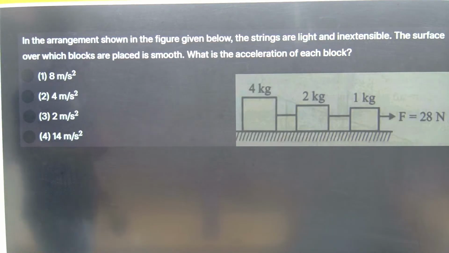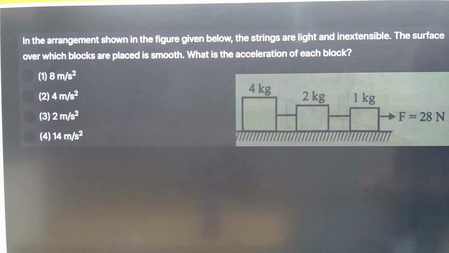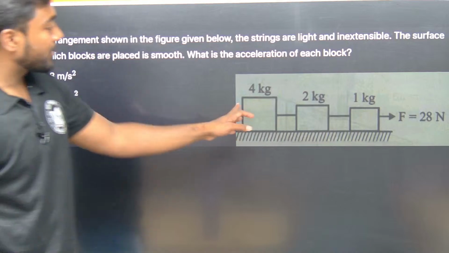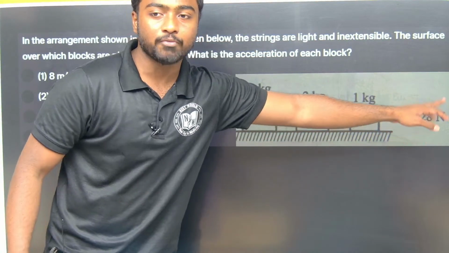Okay. So in the arrangement shown below, the strings are light and inextensible. The surface over which the blocks are placed is smooth. What is the acceleration of each block? They are asking what is the acceleration of each block. So here in this case the diagram is given with 4 kg, 2 kg and 1 kg, and the force applied is F equal to 28 Newton.